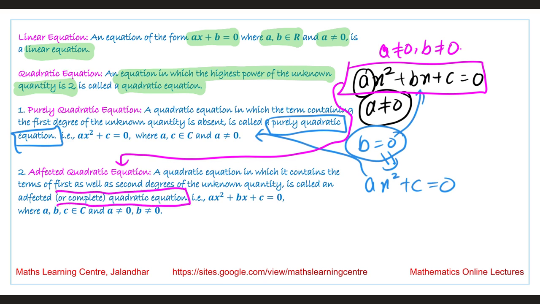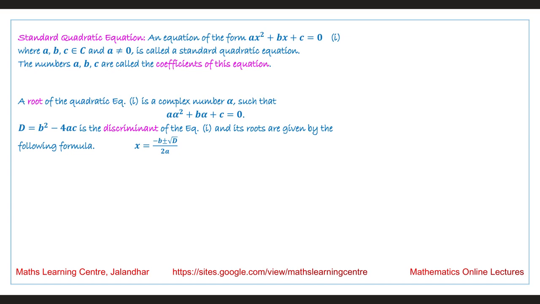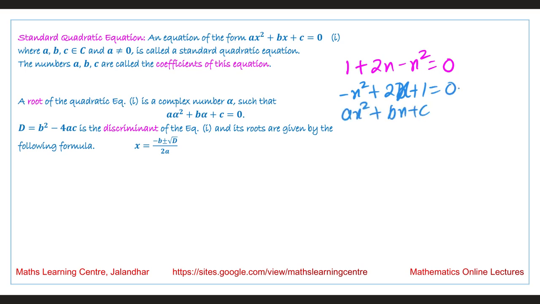These kinds of equations are called complete quadratic equations. So these are just the basic terms that we have. Next, if we are given any quadratic equation, say 1 plus 2x minus x square is equal to 0, we can write this equation in the form minus x square plus 2x plus 1 is equal to 0. So we are writing it in the form ax square plus bx plus c is equal to 0.